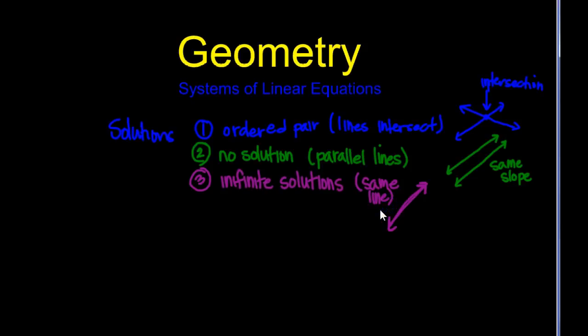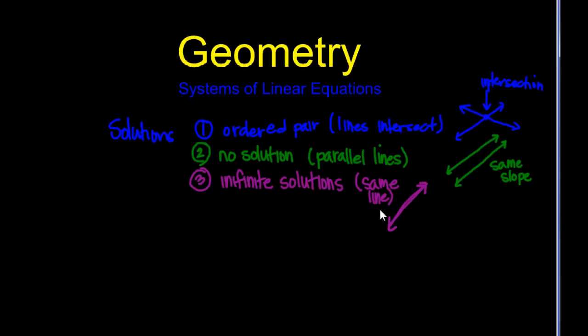All right, so those are my three solutions. We're going to look at those today. I have an ordered pair because the lines are intersecting, so my solution is an ordered pair. Number two, I have parallel lines, so there's no solution. They have the same slope, so they're never going to cross. And number three, they end up being the same line, and there are infinite solutions.